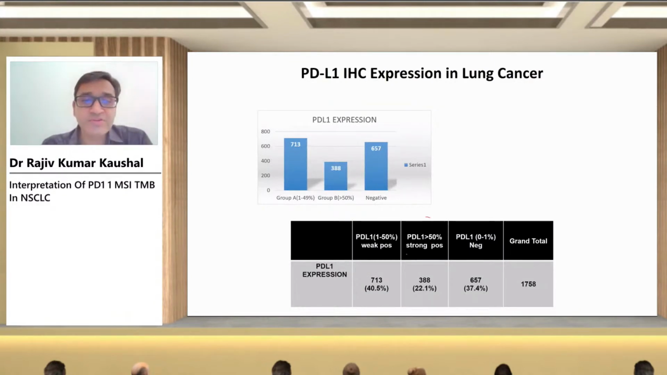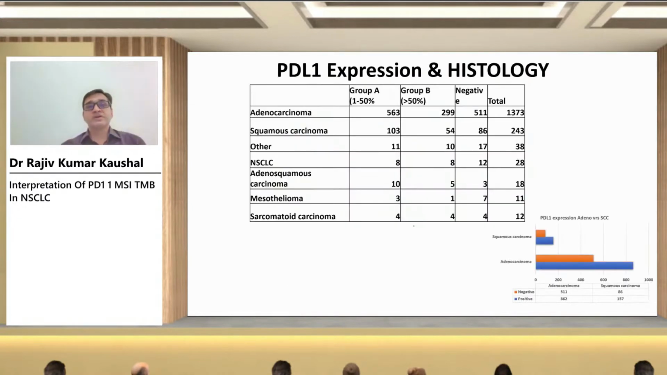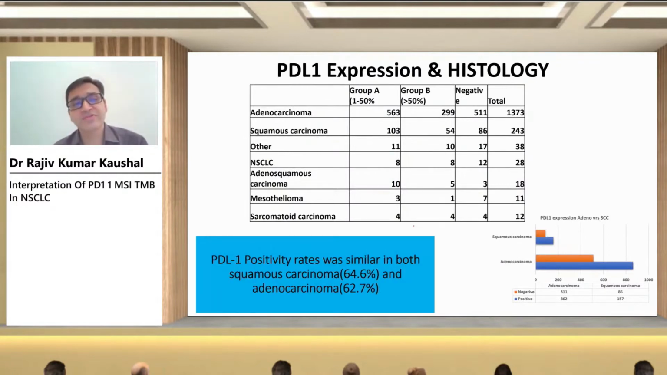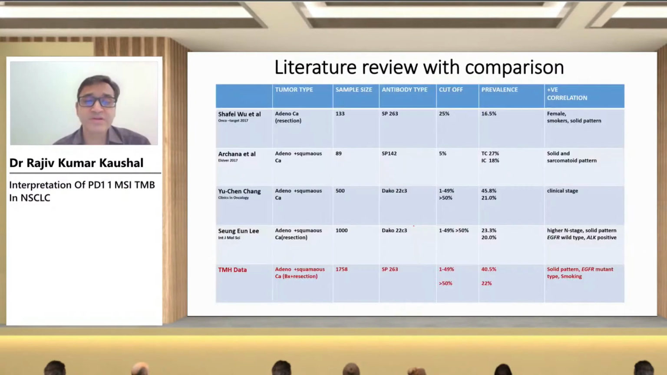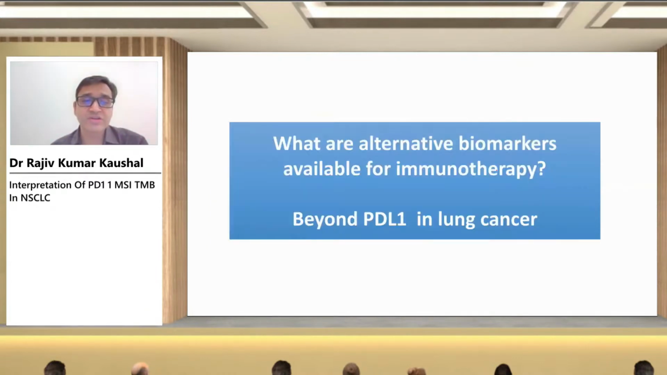The positive cases which show expression of more than 50% are only around 22%, although the overall positivity was around 61%. The expression was not significantly different between squamous carcinoma and adenocarcinoma. Both show a similar type of expression. Compared to some other researchers, the expression in our cohort is slightly on the higher side, but it also matches with some other groups, and we have used SP263 in our antibody group.